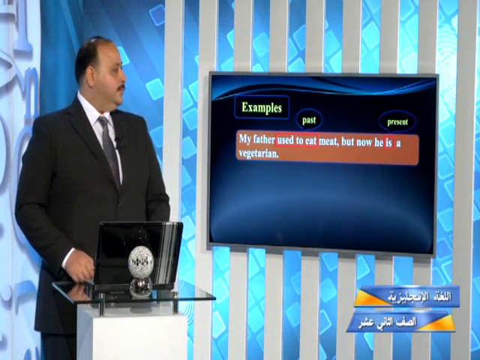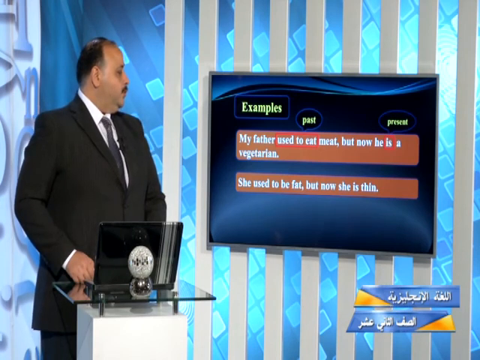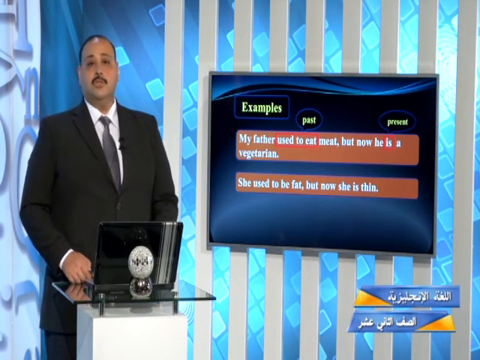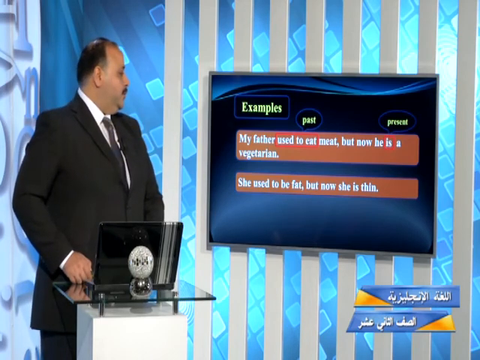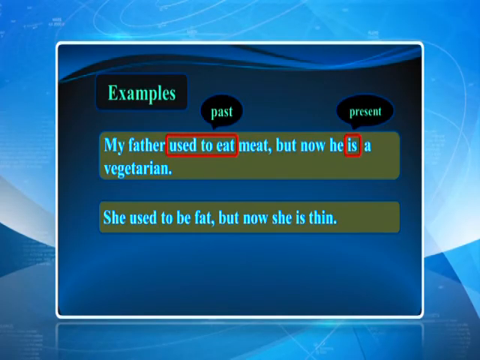Another example. She used to be fat, but now she is thin. Okay, how did she look like? How was she in the past? She was fat. That's why we say used to be. The question is, is she fat now? Of course not. She's not fat now. She is thin. This is the present. So when I say used to, I'm talking about past habit, and it stopped, then in the present it's something else.